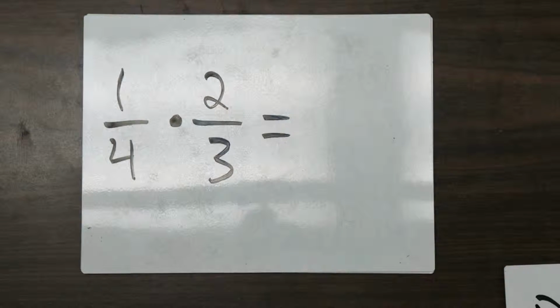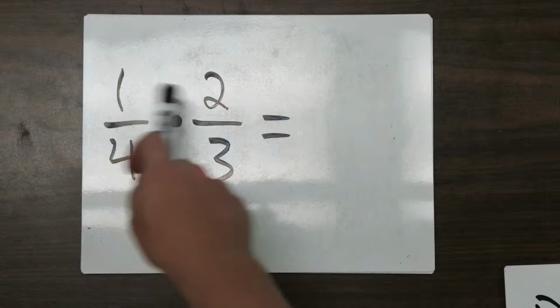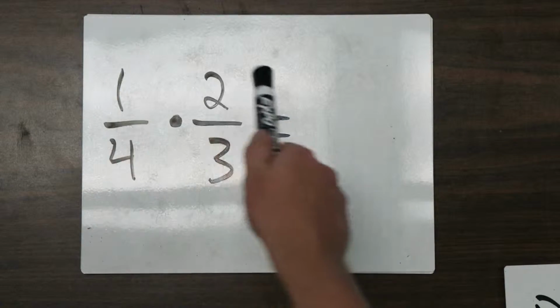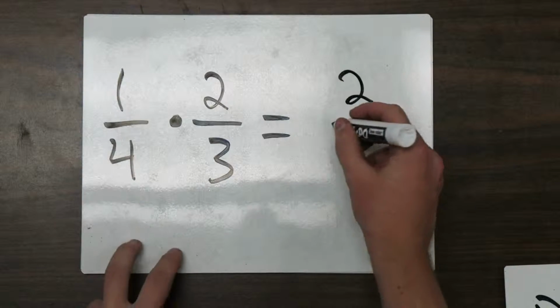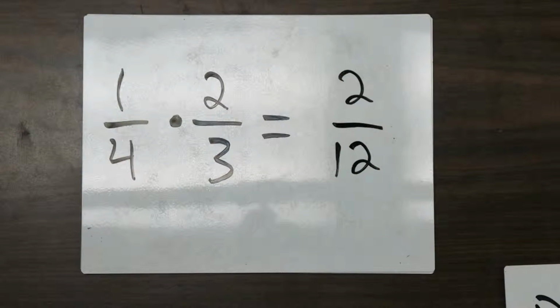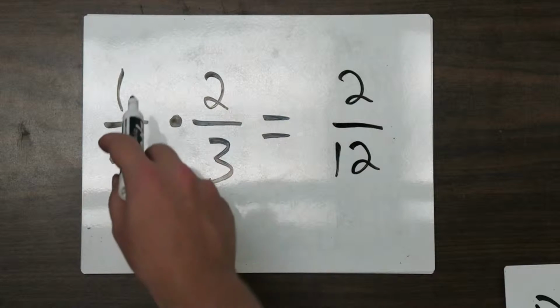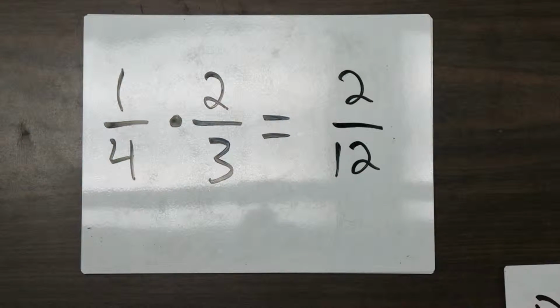Okay, so today we're going to talk about how we multiply fractions using the traditional method. To multiply fractions without an area model or an array model, it's really simple. We just go straight across. So I can multiply 1 times 2 to get 2, and 4 times 3 to get 12. And that's all there is to it. 1 times 2, 4 times 3: multiply across the top, multiply across the bottom.